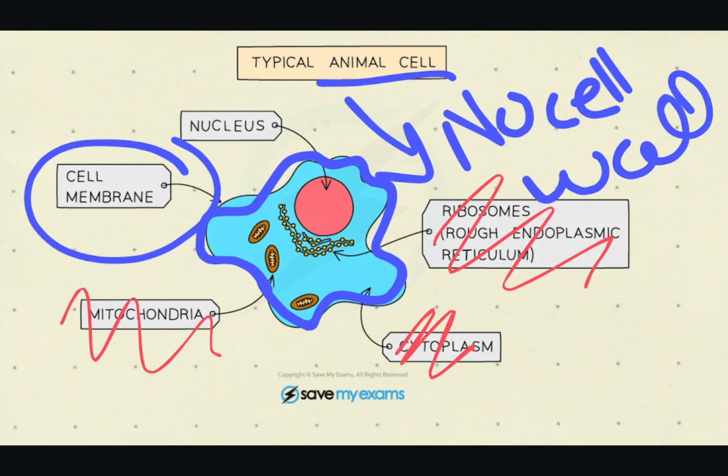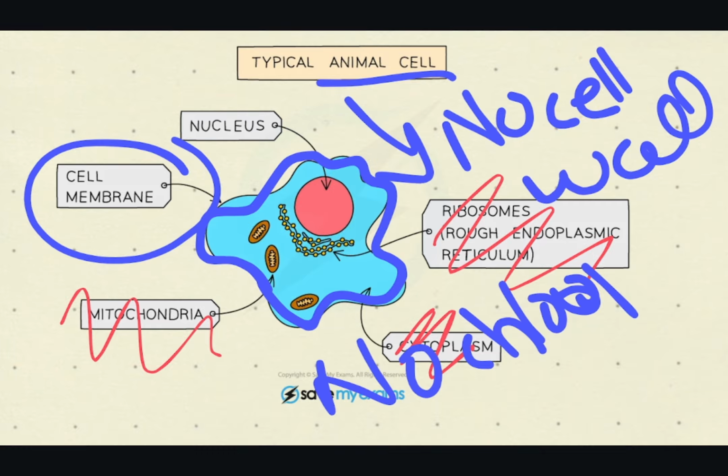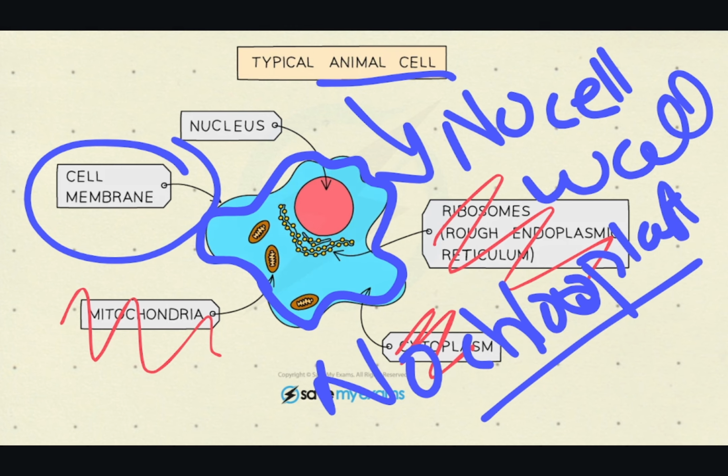You can also see that it doesn't have any of the chloroplasts that we saw in the plant cell. So there are two things missing in an animal cell: a cell wall and a chloroplast. If it does not have the organelle chloroplast, then it doesn't carry out photosynthesis, which means it doesn't make its own food.